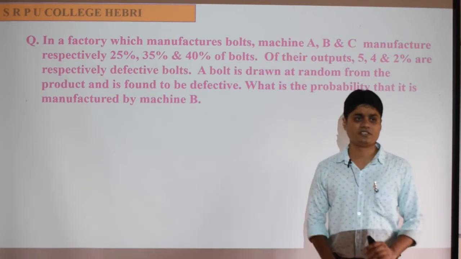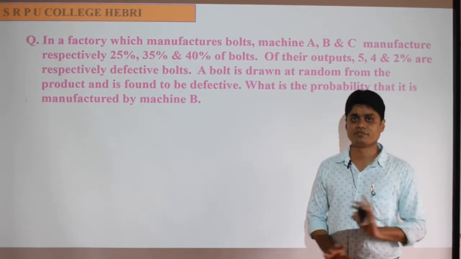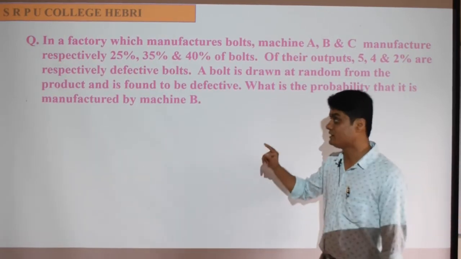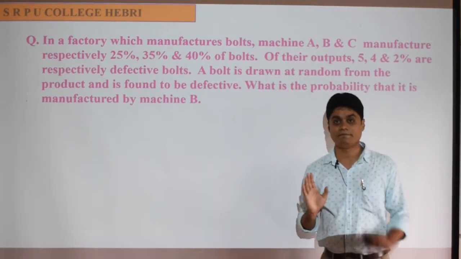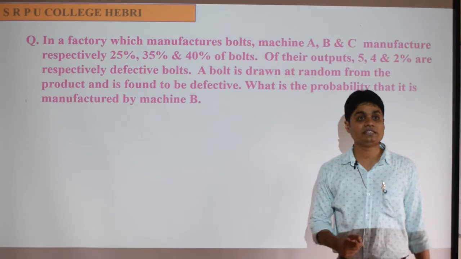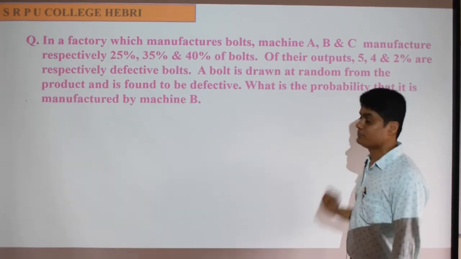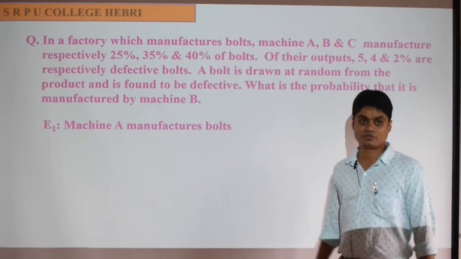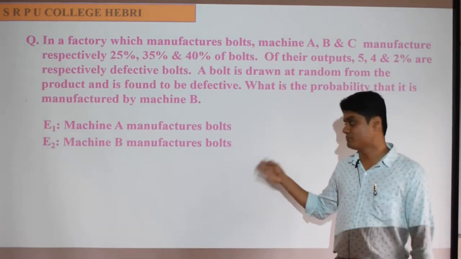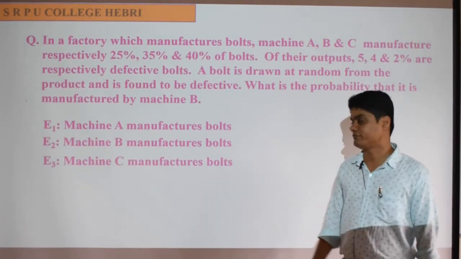No confusion like the previous problem. It is a simple direct question, and you can observe all 6 numbers are given. You only have to rearrange them properly. E2, E3 are there too; A, B, C, 3 machines. So what is E1? Machine A manufactures bolts. Similarly E2 is machine B and E3 is machine C.